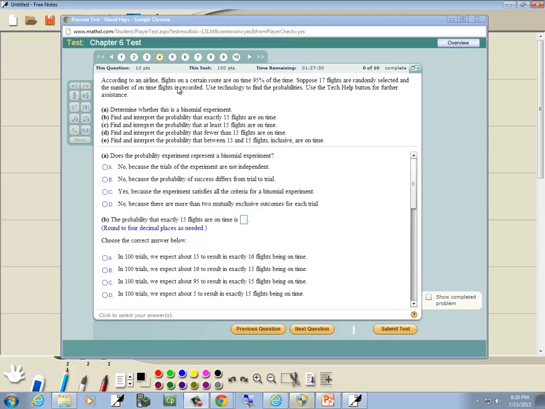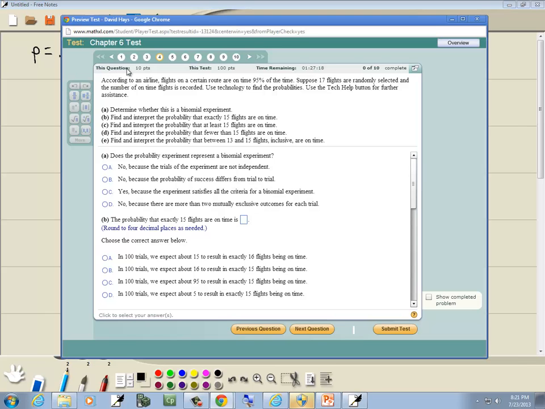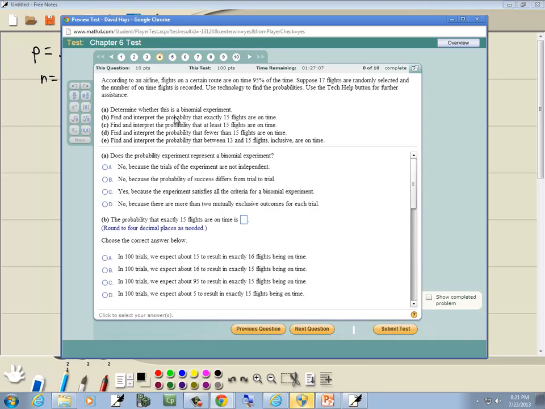It says, according to an airline, flights on a certain route are on time 95% of the time. Well, when they give you a percent, they're giving you a little p. So 95%. Suppose 17 flights are randomly selected, and the number of on-time flights is recorded. So n is 17. A, I won't go over, but B. Find and interpret the probability that exactly 15 flights are on time.